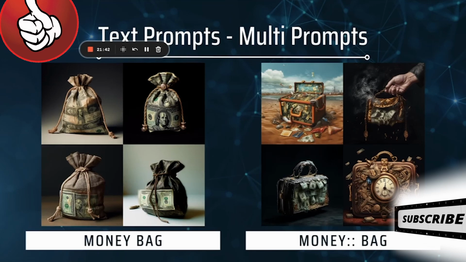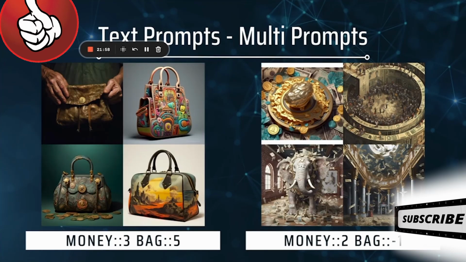Money, bag. And then you can see the difference right there whenever we follow the weights and everything. It's a drastic difference. Both of them look cool, though. Now, here are the multi-prompts right here as well. Money 3, bag 5, money 2, bag 1. Do you see the difference right here? You can already see a difference.